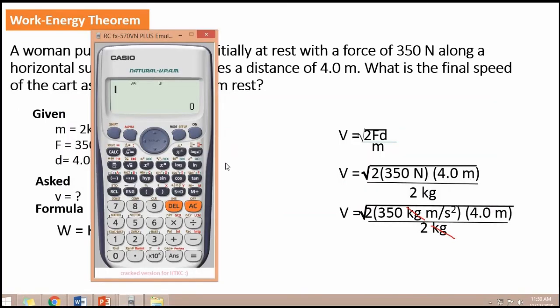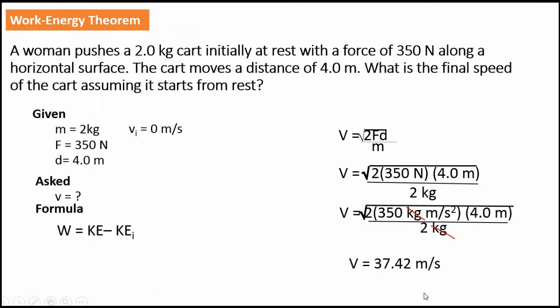So let's get our calculator. What we have here is 2 times 350, times 4, is equal to 2,800, divided by 2. But remember there's a square root here, so you have to take the square root. So the answer is 37.41657387. We already agreed that we have to round off our answer to two decimal places, so this will become 37.42.